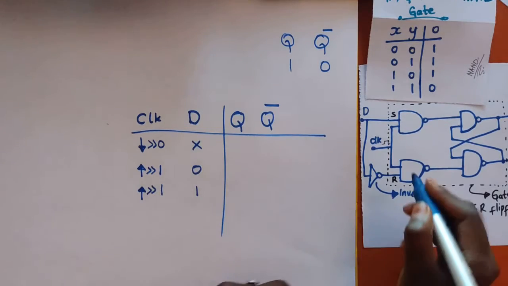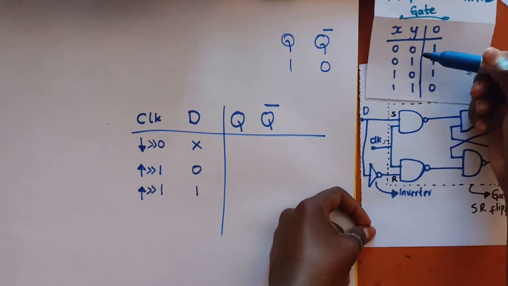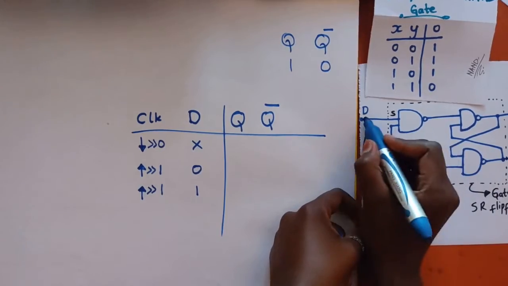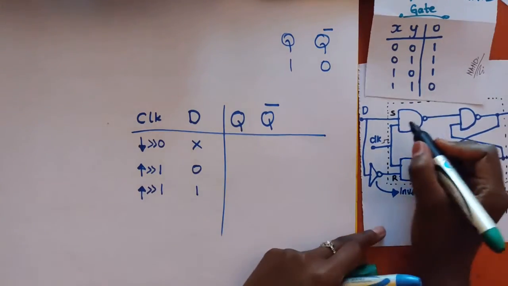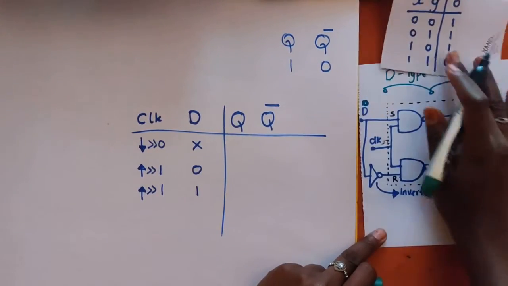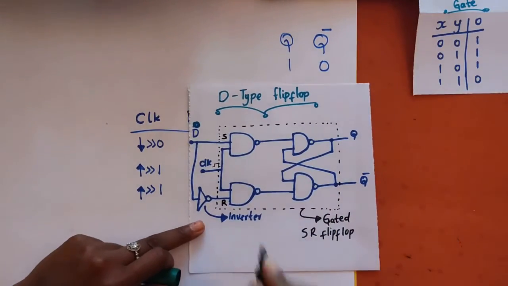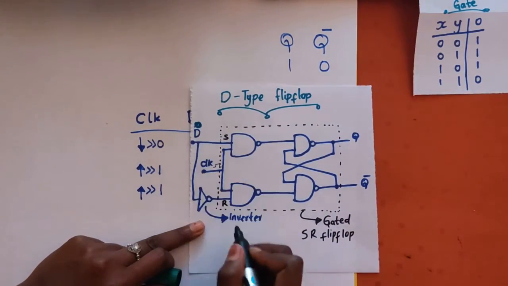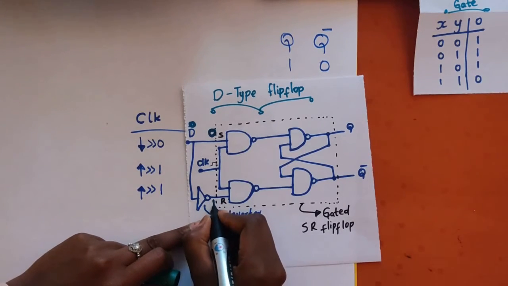So whenever we have our input D, let me just use another pen so that you can see it easily. So we have our input D as 0. That means, okay, let me just put it here. When our input D is 0, that means S is 0, R is 1.